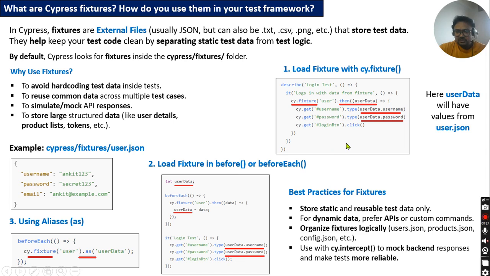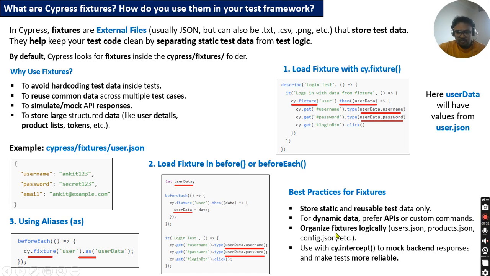And what is the best practice for fixtures? Store static and reusable test data only. Okay, do not store too many things which are test specific. If you think that particular data is not going to be used in other test cases and it is static to that specific test case, then I would recommend just using it in the test script itself. But if you feel this data can be used in other places as well, or I want to frequently change that data, then store that in a fixture.